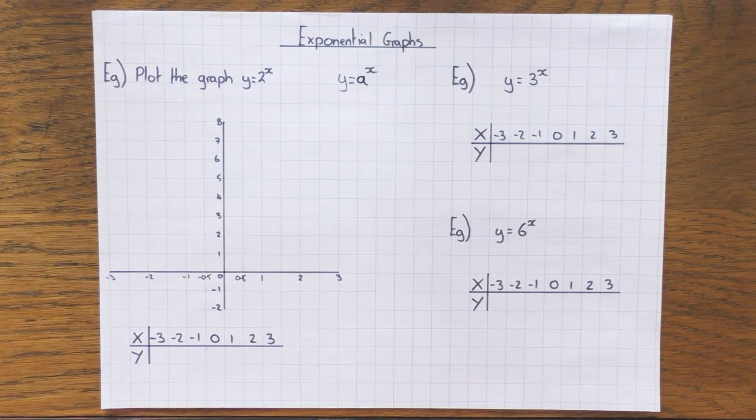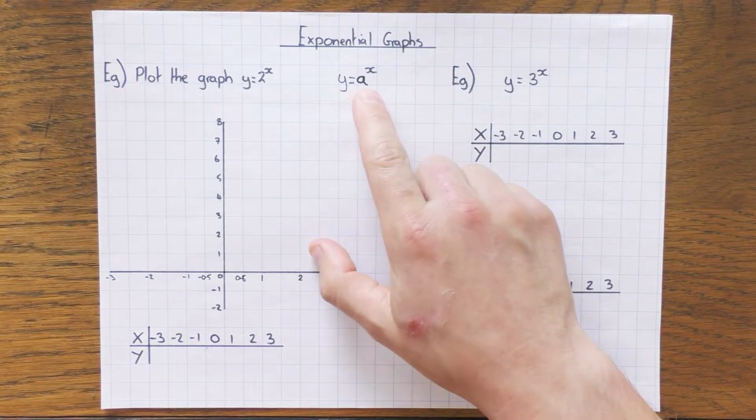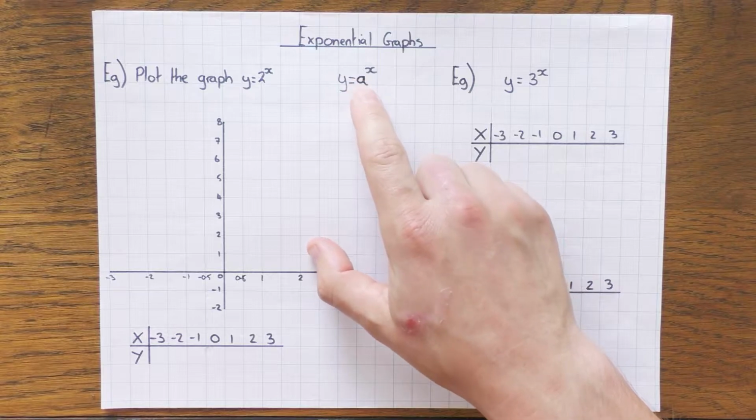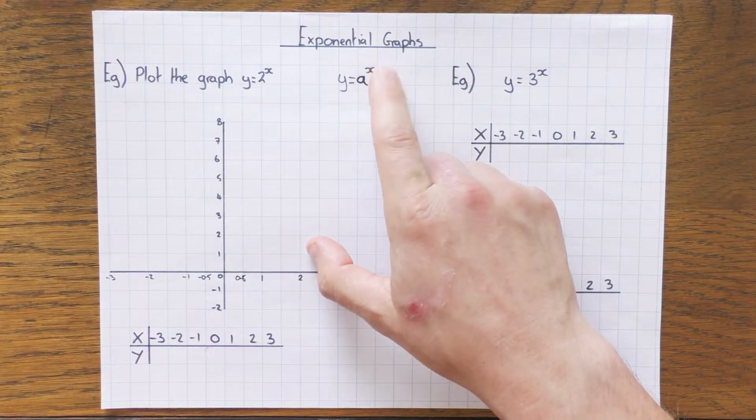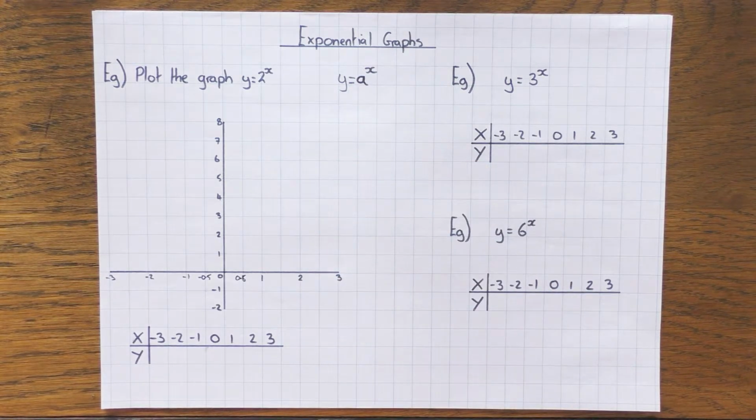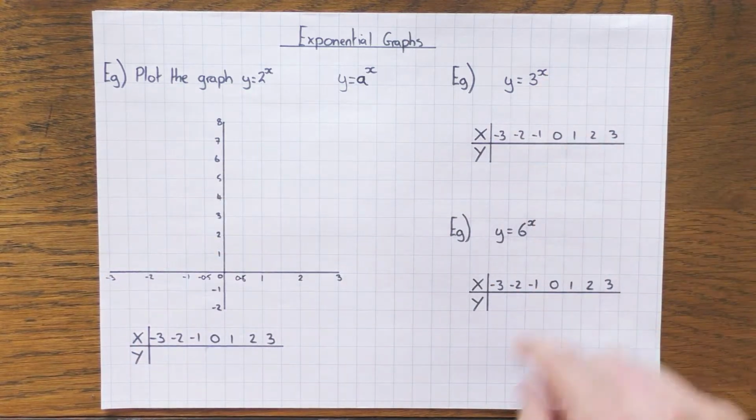Okay, so an exponential graph would be something like this, where we have a number, which I've represented by a, and it's to the power of x. That's the crucial bit, it's to the power of x. That's what makes it an exponential. I've got three examples here. I'm going to plot this one and then just fill the tables in for these ones.